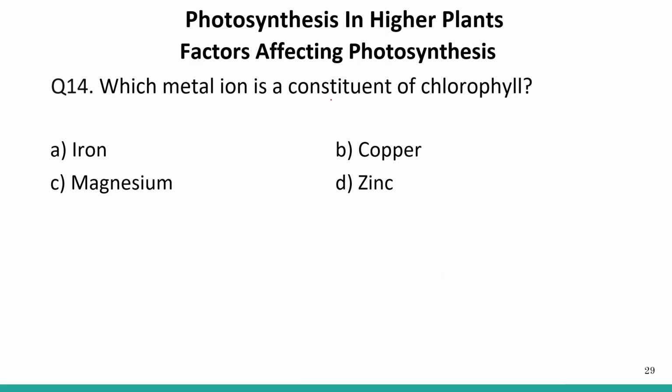Next question is, which metal ion constitutes chlorophyll? So this is a straightforward question. Options are iron, copper, magnesium and zinc. Answer is magnesium. A central magnesium ion is present in the chlorophyll molecule.